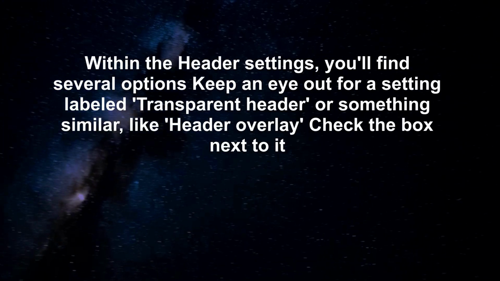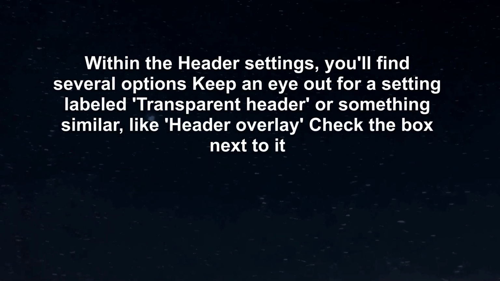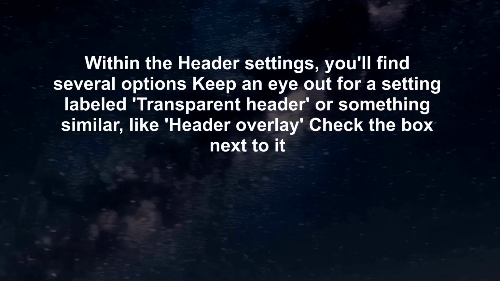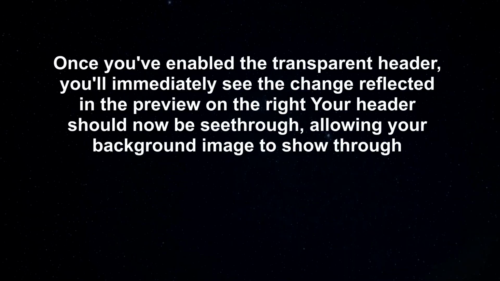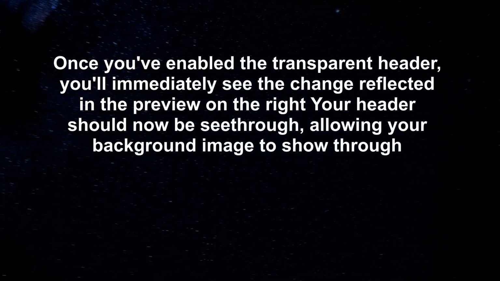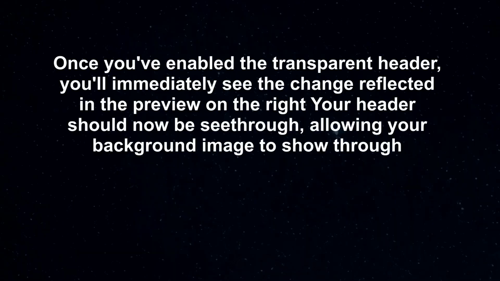Within the header settings, you'll find several options. Keep an eye out for a setting labeled transparent header or something similar, like header overlay. Check the box next to it. Once you've enabled the transparent header, you'll immediately see the change reflected in the preview on the right. Your header should now be see-through, allowing your background image to show through.